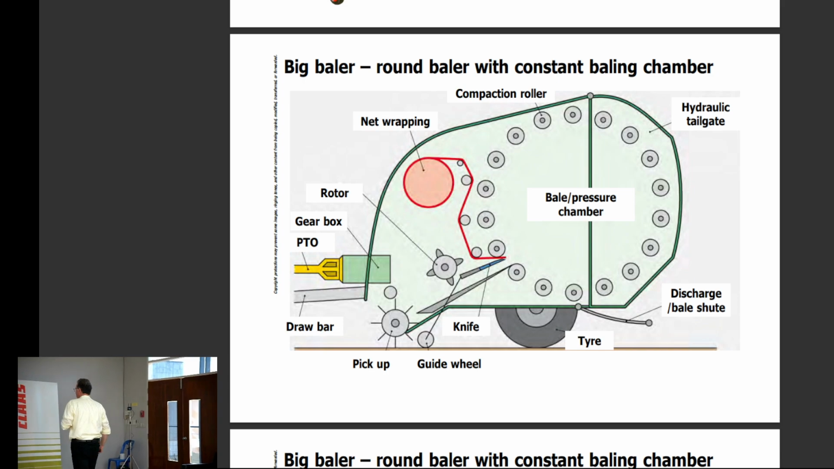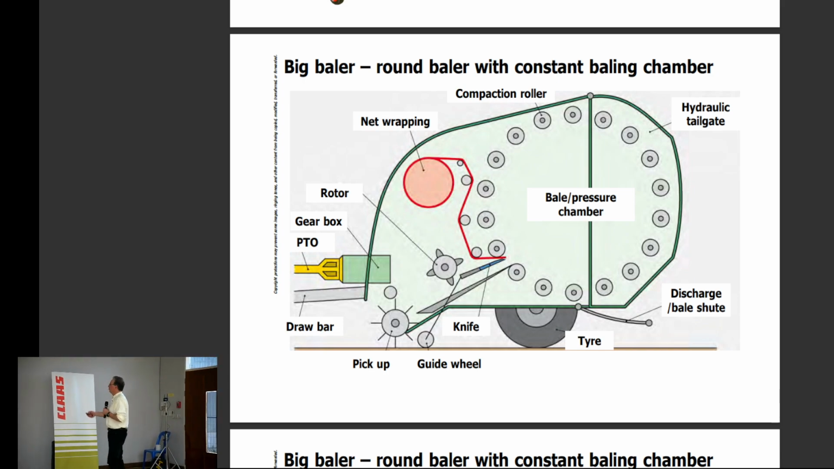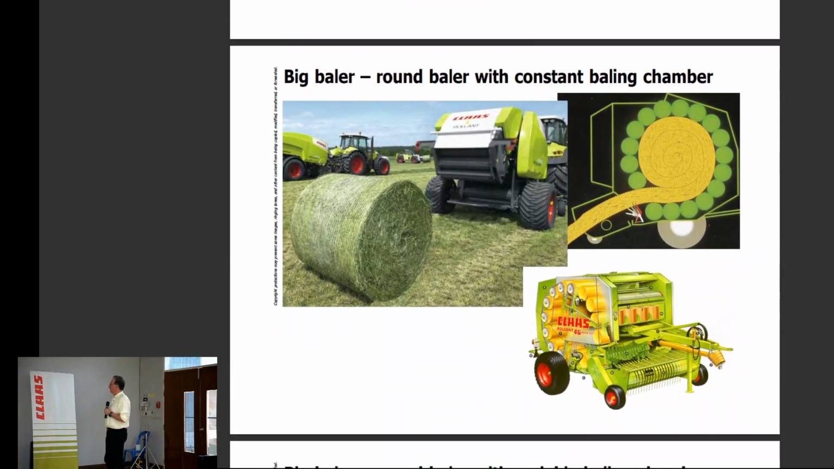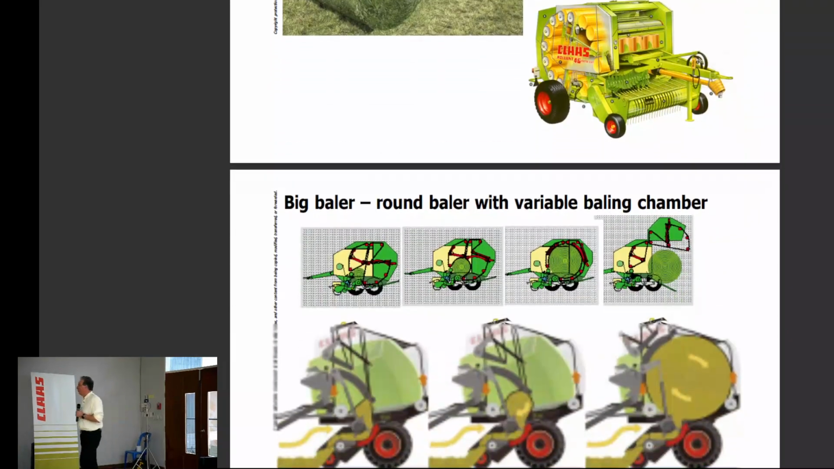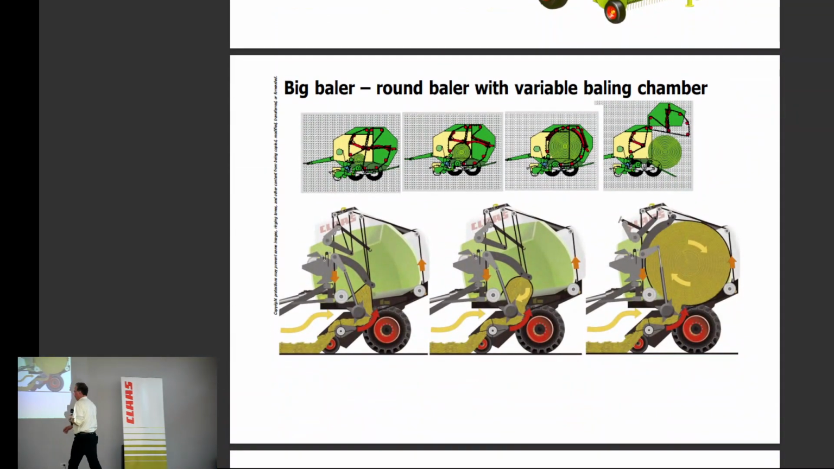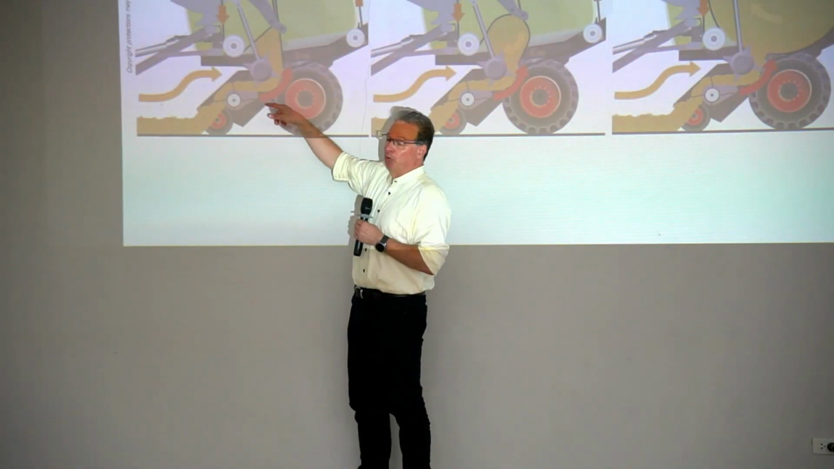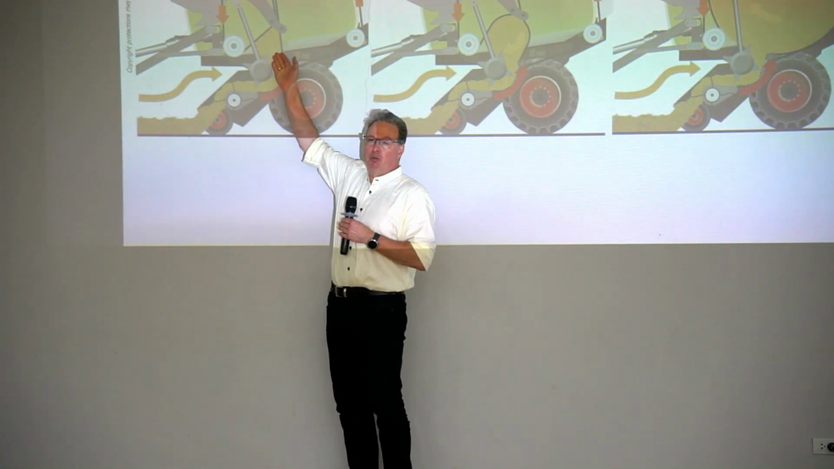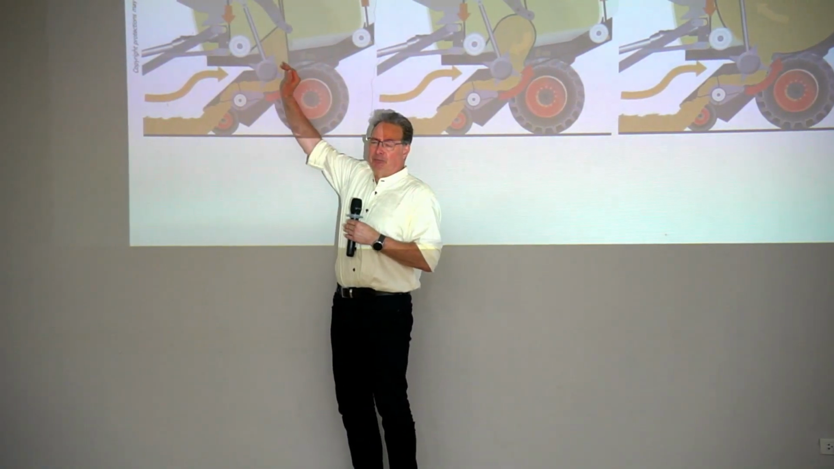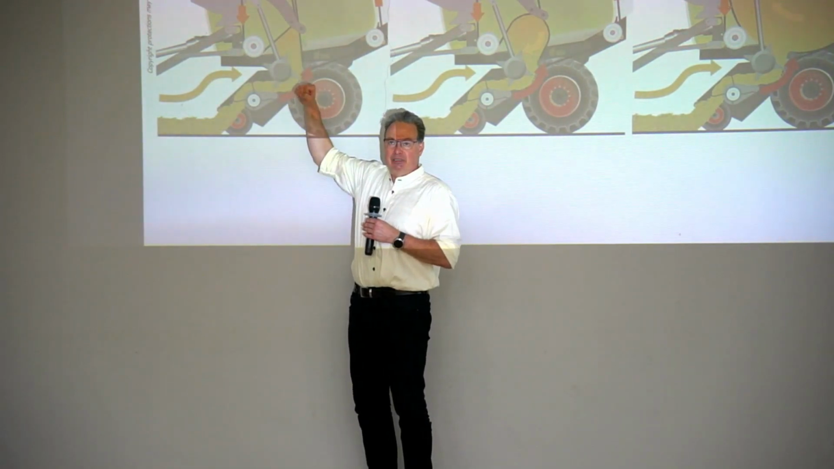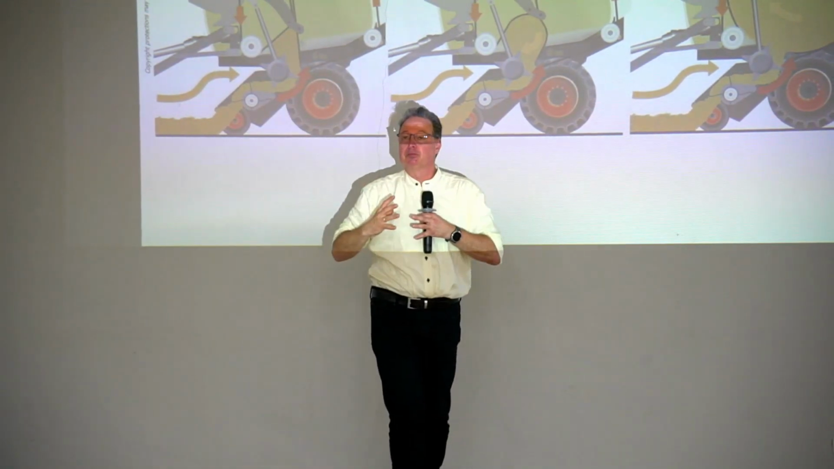So therefore they said, okay, we have this constant baler, what can we do about it? And then of course they had the idea, okay, we make a variable baler. And you can see here again, the stuff is getting in. You see here the band or the rollers. So you have a small room in the beginning. You push your material in, and it's really already compacted because the room is small.